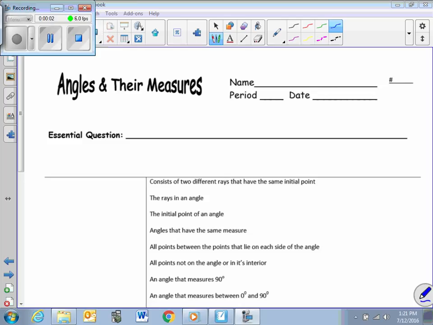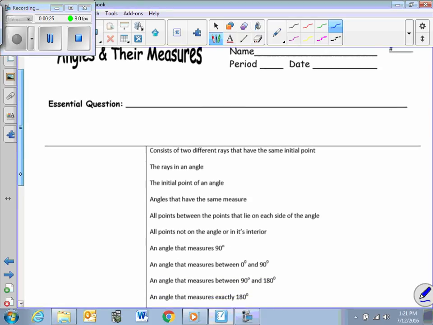Today's lesson is on angles and their measures. I've started out writing an essential question. Sometimes you might want to take your notes and then come back and write an essential question, so I'm going to try to remember to do that when I finish this lesson. If I don't remember, then you go ahead and do it on your own. Let's see what we're talking about, and then we'll make a good essential question when we get finished.